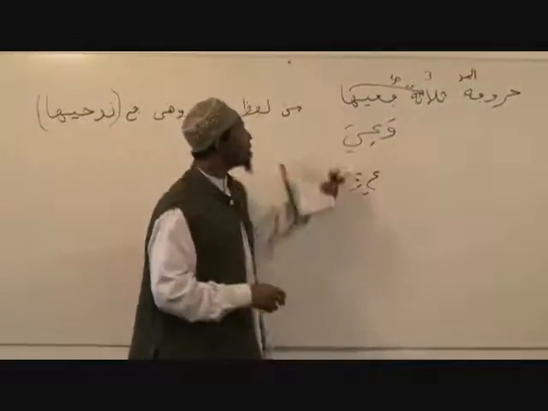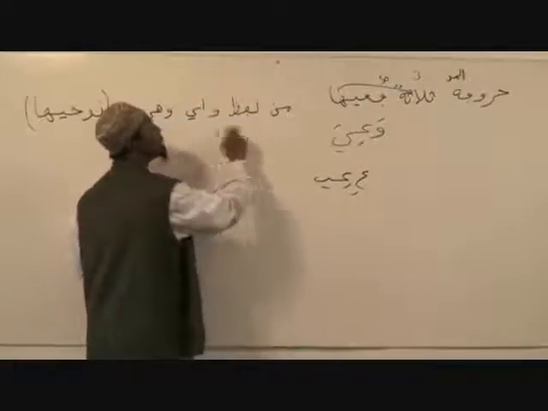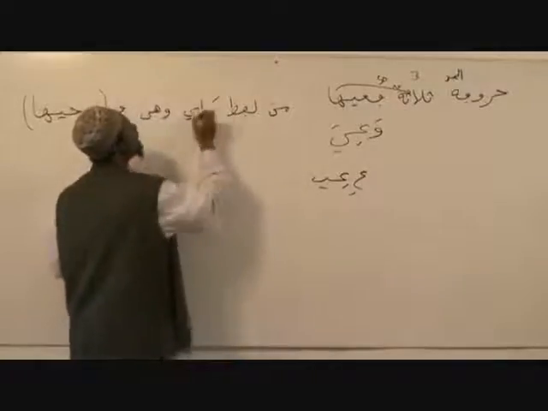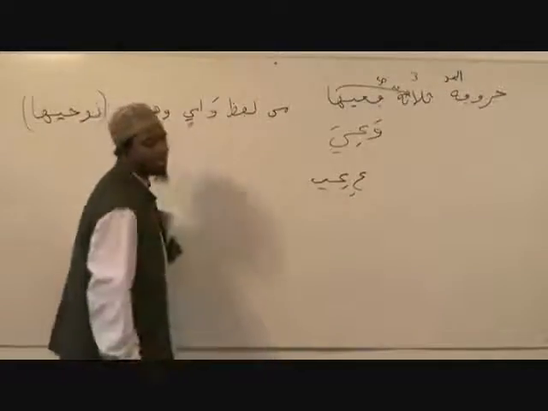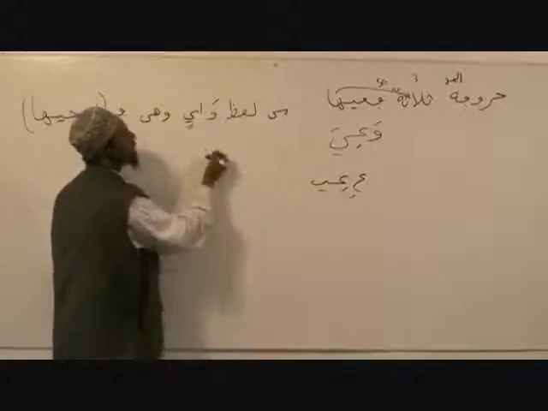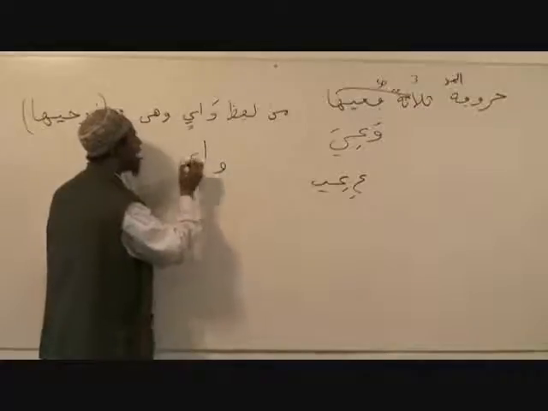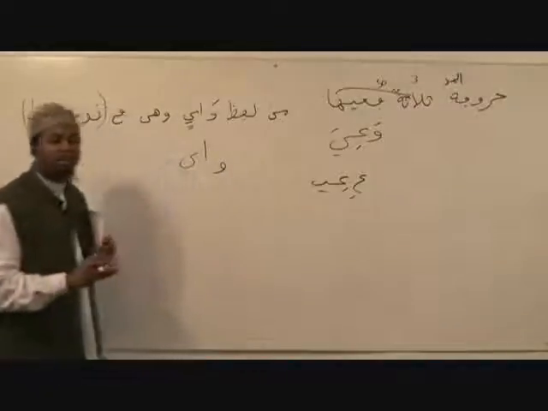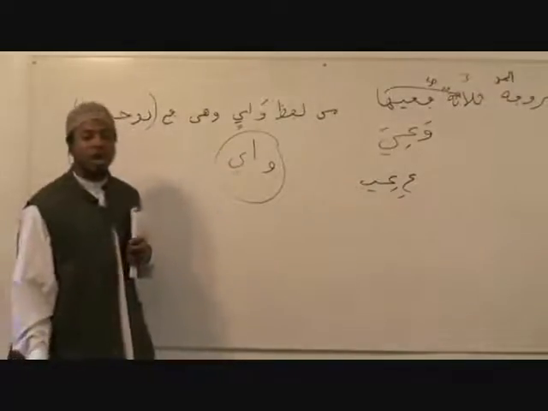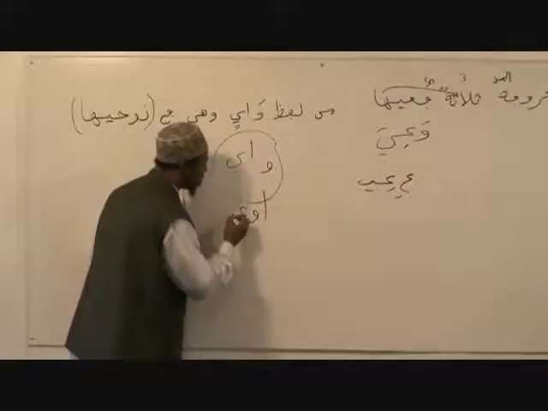So memorize those 3 letters. Min lafdhi wayin. From the statement or what you say is wayin. Say wayin. These are the letters: a waw, an alif, and a ya. That's what the letters of mad are. There are no other letters of mad. There are 3. I could also say awa, because you can say that word.